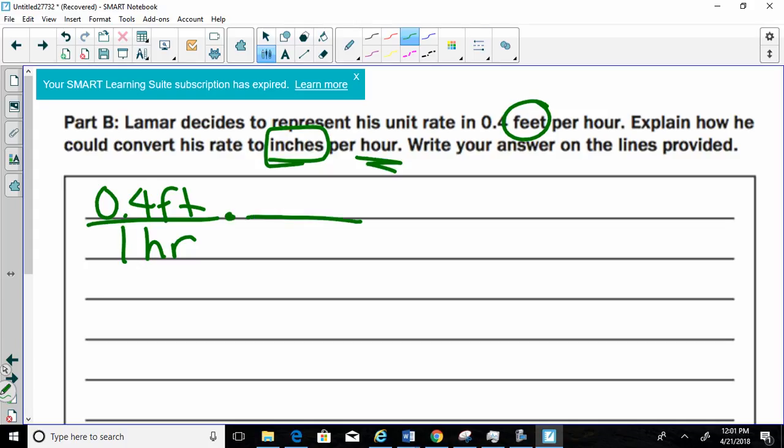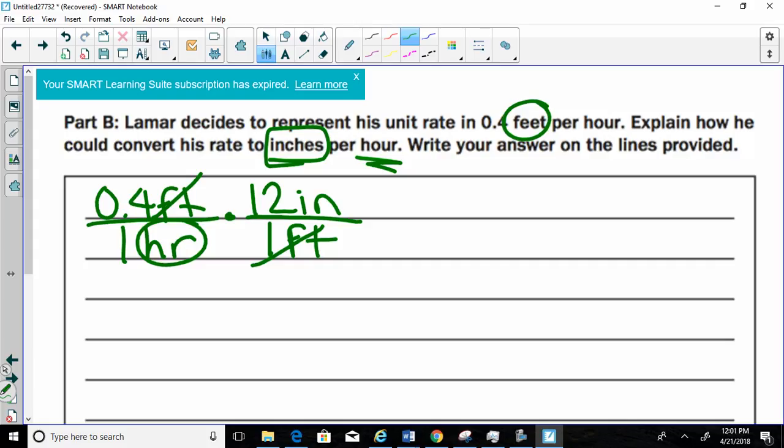So hour is going to stay here, right? We just need to change feet. So feet's at the top. Where's it go now? At the bottom, the denominator, right? And 1 foot is how many inches? 12 inches. And so how would I get your answer? You would cross out feet, and then what would you do? Multiply 0.4 times 12.